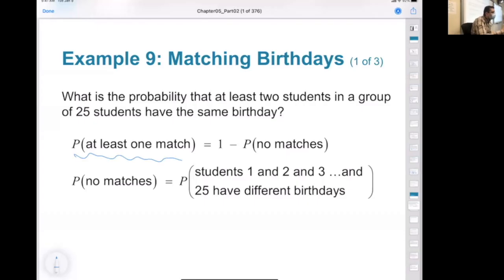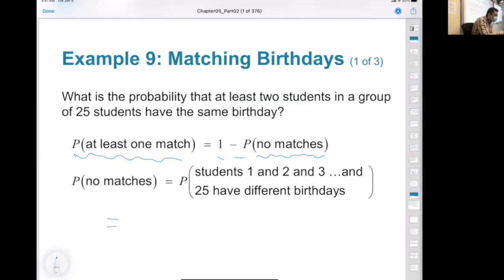The probability of at least one match is equal to 1 minus, that is the complement rule, the probability of no matches. To find the probability of no matches among birthdays, in this case for the 25 students, these are of course independent days, and we have 365 days in the year. So we can find this probability in this way.